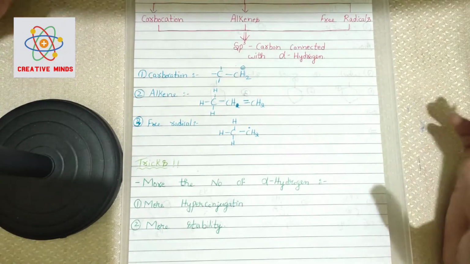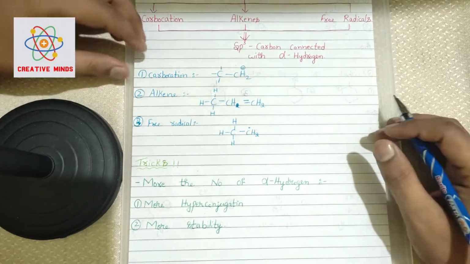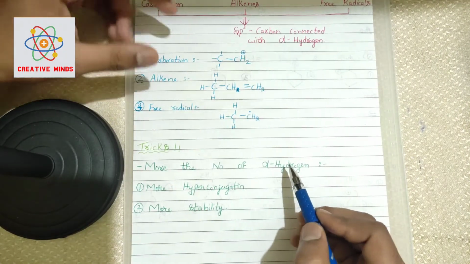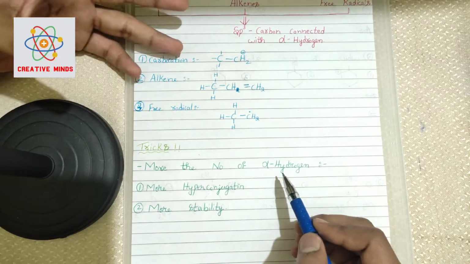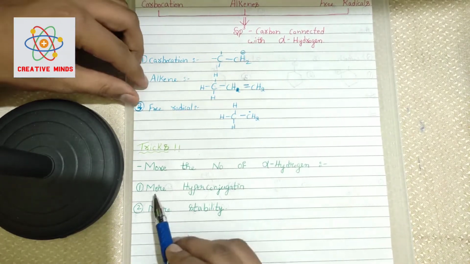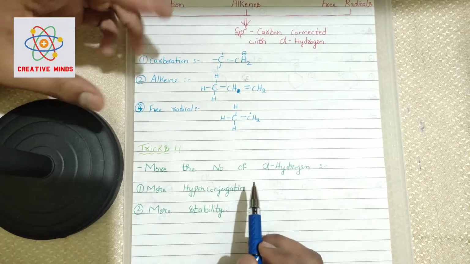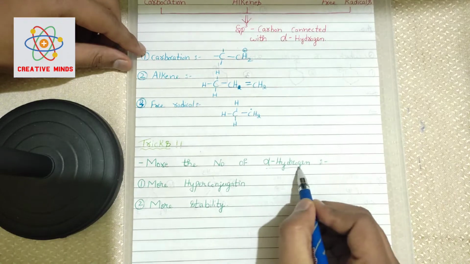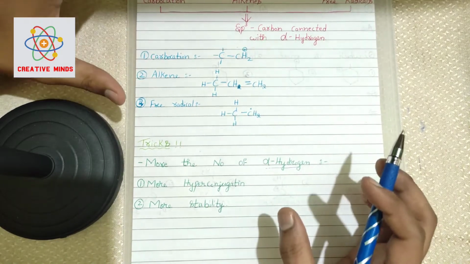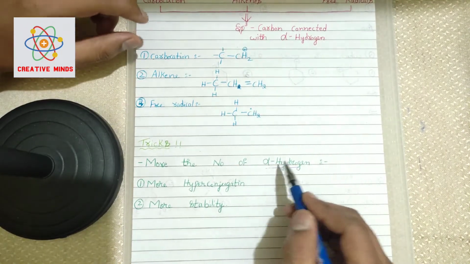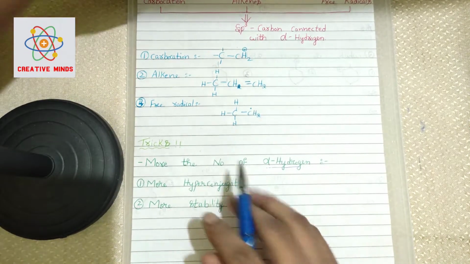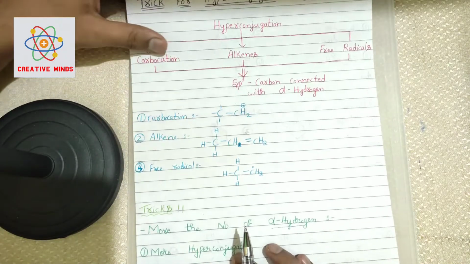Right, now what are the tricks? Here come the major and most important tips and tricks. The more the number of alpha hydrogens in a compound, the more hyperconjugation effect we can observe in that compound, and it has more stability. The more the alpha hydrogen, the more the stability. Very simple concept, no need to get tensed. More alpha hydrogen, more hyperconjugation. More hyperconjugation, more stability. That's all. Now let us apply the tips and tricks on some examples.